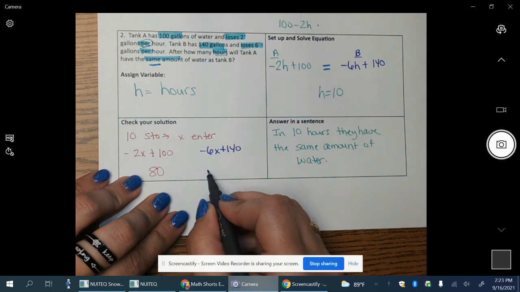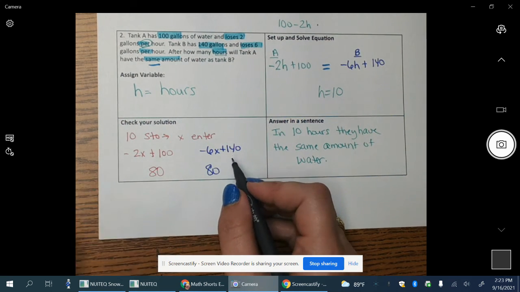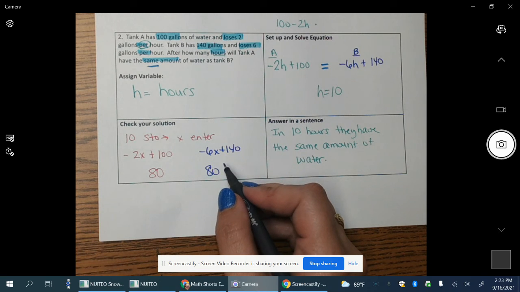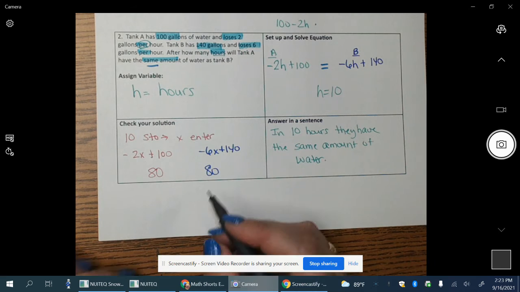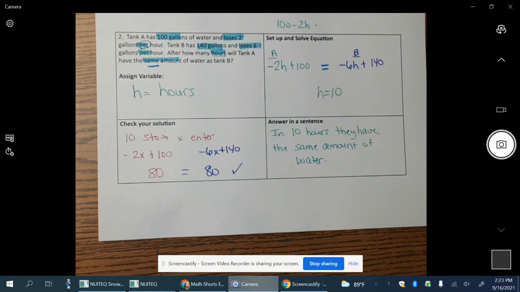Wait, how do you do the... How do you do what? The x? No, I know. Hold on. Let me see if I'm doing this right. Did y'all get 80 on both sides? I did it right. Never mind. Did everybody get 80 on both sides?